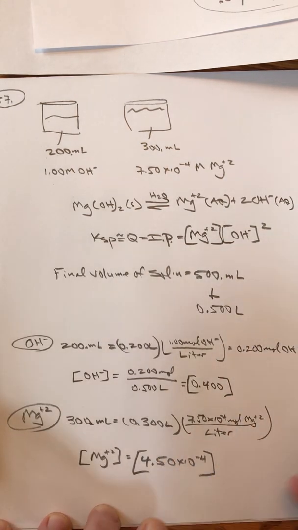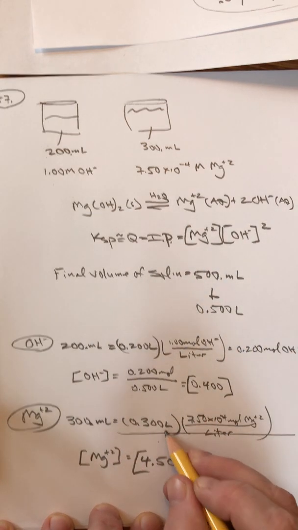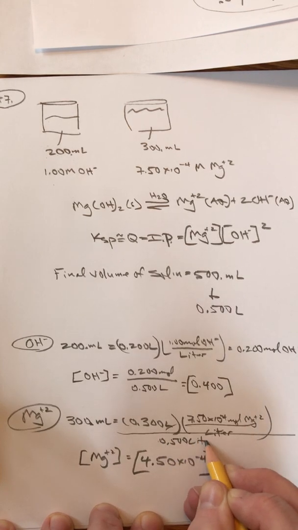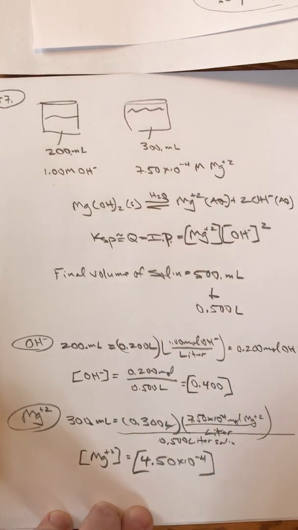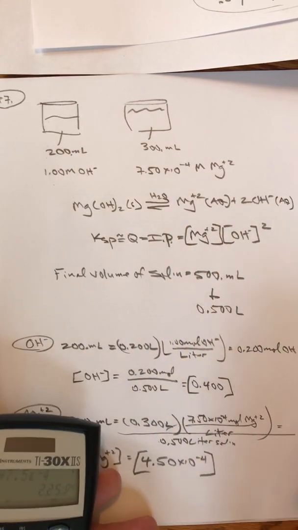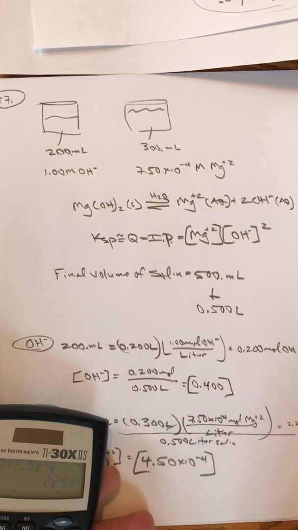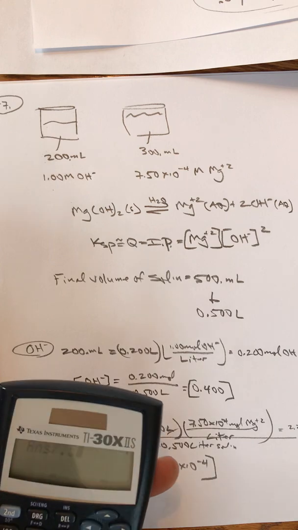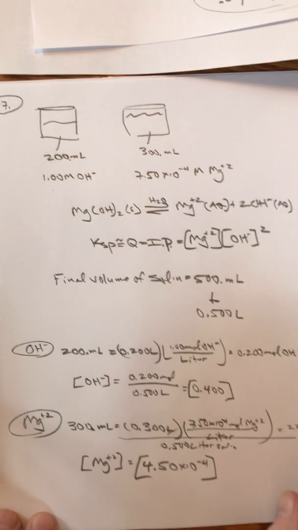Sorry. I have to take this whole thing and divide it by my 0.5 liters of solution. I apologize for that. These liters cancel, so now I have moles over liters. The numerator is 2.25 times 10 to the minus 4 moles of magnesium ions divided by half a liter of solution, just like I did here. And that's 4.50 times 10 to the minus 4. Apologize for that little confusion there.